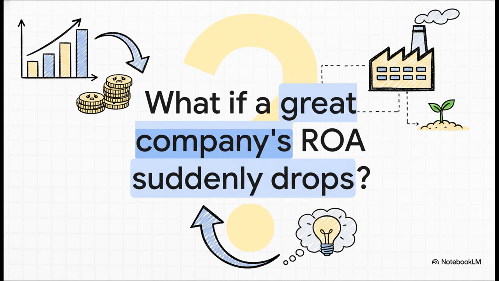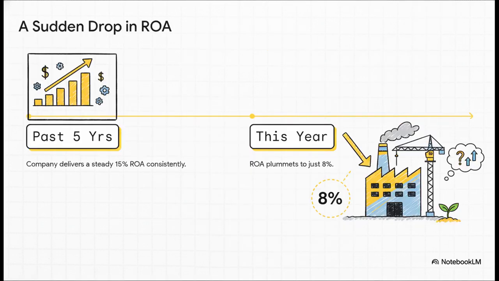So just imagine this for a second. You're following a company you love. You know it's well run, it's been a solid performer for years, and then bam! You check the latest numbers and its ROA has taken a nosedive. What's your first reaction? For most people, it's probably panic, right? Time to sell.